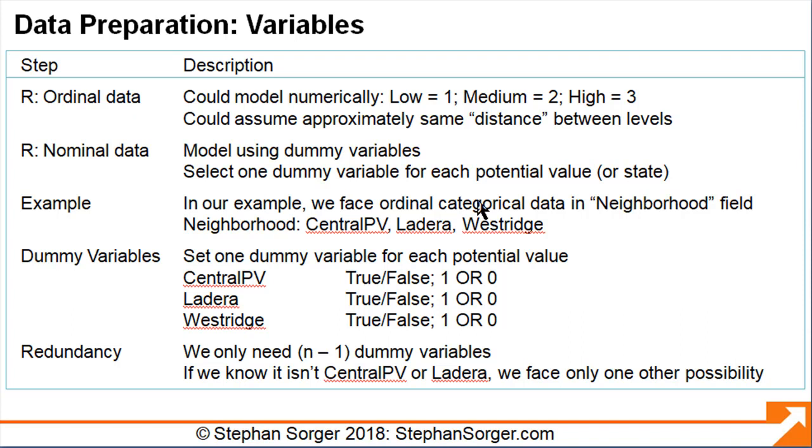Observant viewers will note that our scheme is redundant. If the property is not in Central PV or in Ladera, there's only one alternative, which is Westridge, and you'd be correct. That's why we need only n-1 dummy variables to represent n potential values.